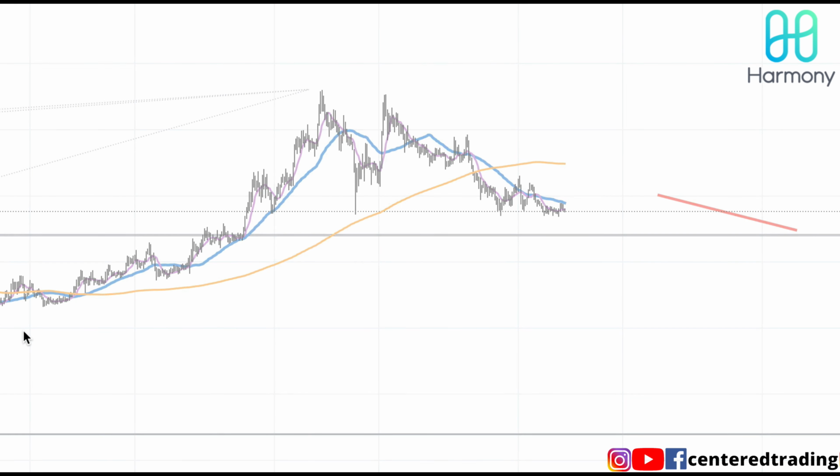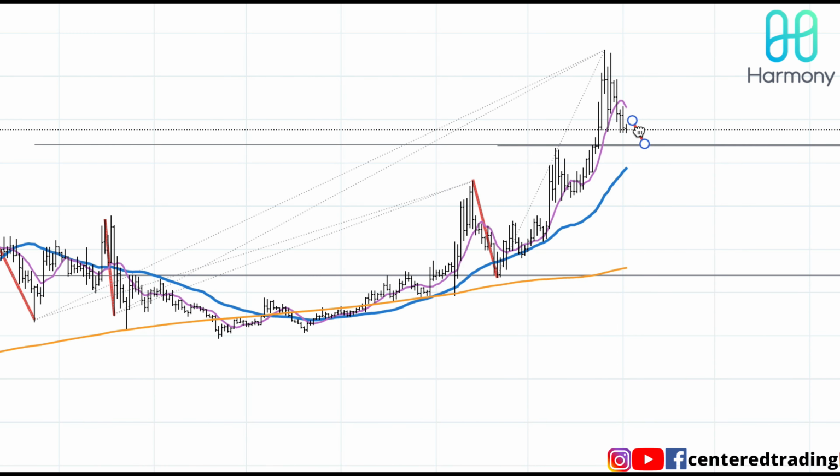Jumping back out to the daily chart, we're looking for price coming in into our three-price relationship, and from here, looking for a bounce for the next move to the upside.